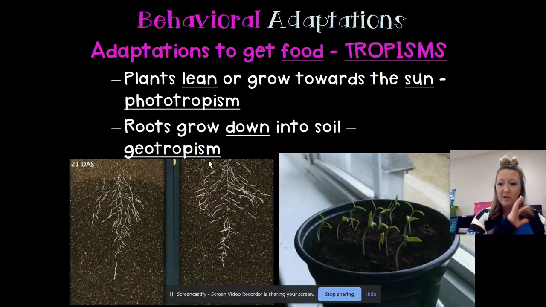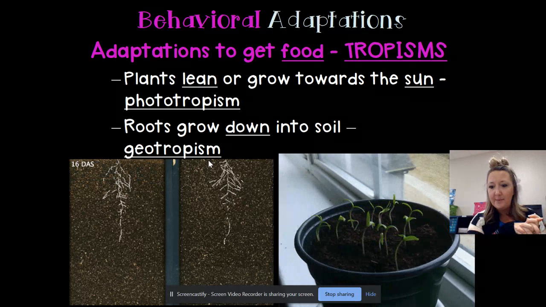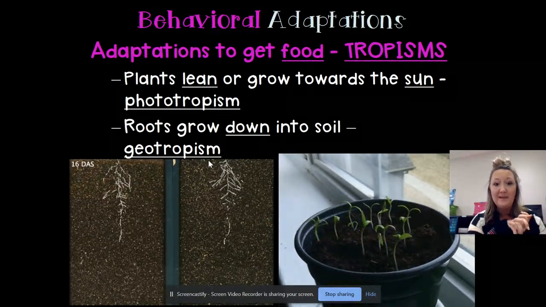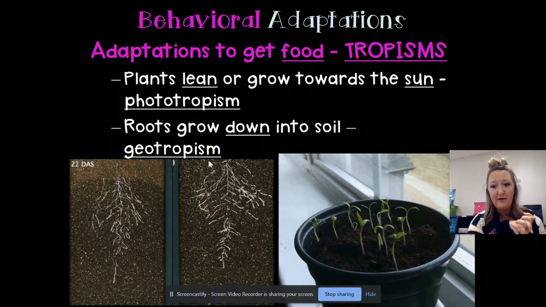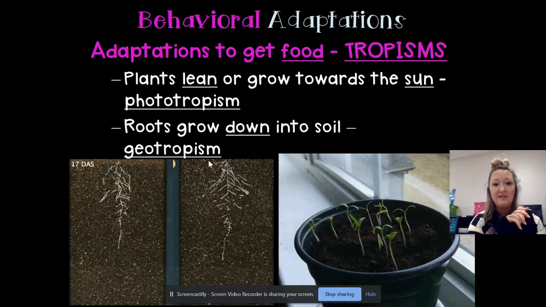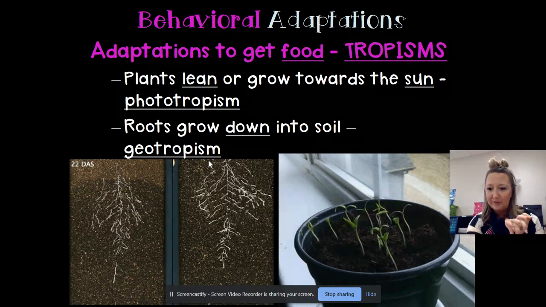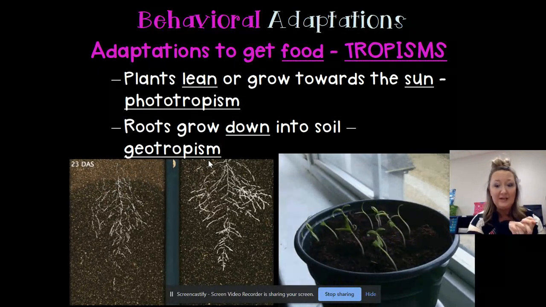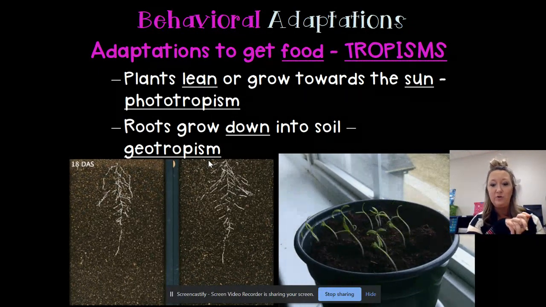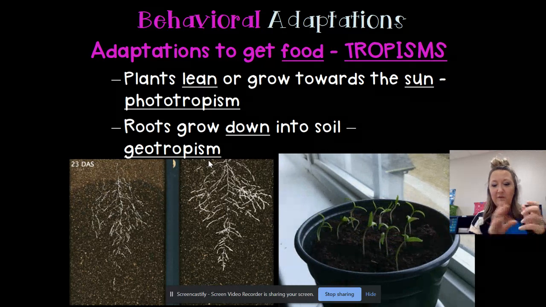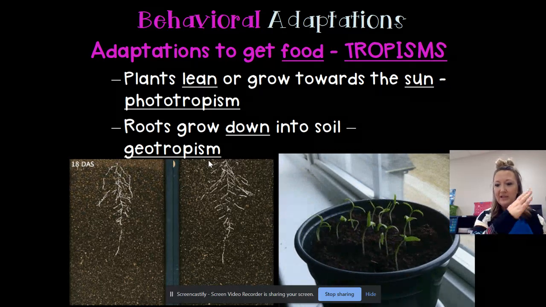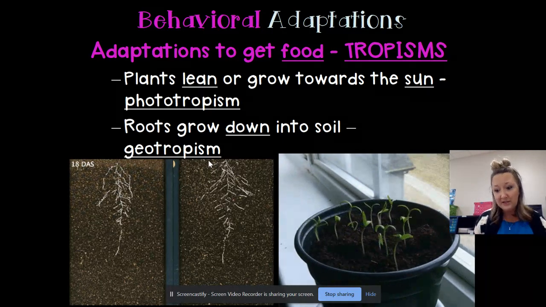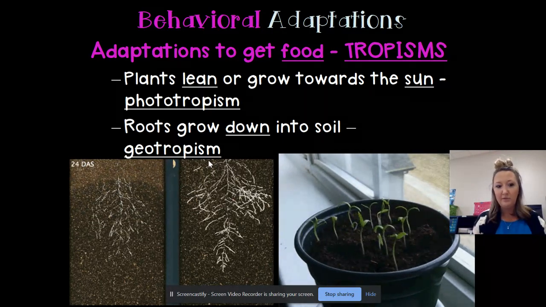All right, so we talked about all of those really cool structures that some plants have, and I just want to remind you guys that plants also have behaviors, right? Behavioral adaptations are going to be adaptations that allow them to get food. And so especially tropisms, and we're just going to do a quick review of the tropisms that we covered before Christmas break. Plants that lean or grow towards the sun are exhibiting phototropism. And you can see that on the right side where we've turned the plant away from the window and now the plants are shifting their direction to grow so that they can absorb the most sunlight, get the most energy from the sun so that they can grow the most.